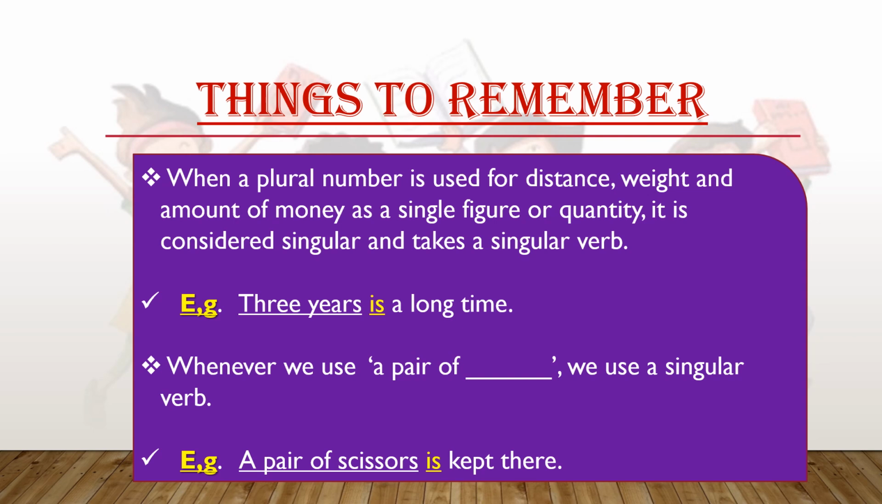For example, a pair of scissors is kept there. A pair of scissors means one. And since it's singular, that is why the verb over here is also singular. Is.